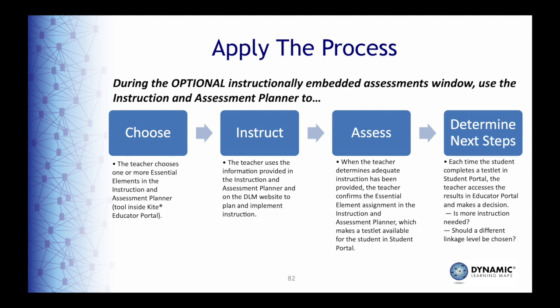Use the mini-map to plan, then implement instruction, providing students with opportunities to practice the linkage level skills. Determine when each student is ready to be assessed on the selected essential element, and use the Instruction and Assessment Planner in Educator Portal to assign a testlet at the desired linkage level for the student in Student Portal. Retrieve the testlet's testlet information page from Educator Portal in order to make the necessary preparations ahead of sitting down with the student to administer the testlet.